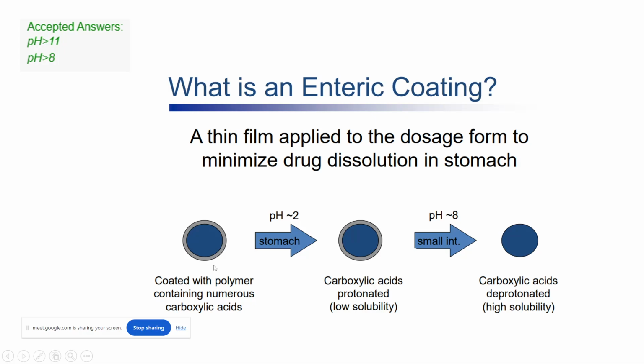So carboxylic acid based polymers are used for these enteric coatings, which get protonated at this acidic pH, and this protonated form has low solubility. But as soon as it enters the small intestine, it gets deprotonated due to the change in pH, and then it gets soluble and the coating dissolves, and you get the drug release at the higher pH in the small intestine. So any pH above 8, basically both the options pH 8 and 11 would work.